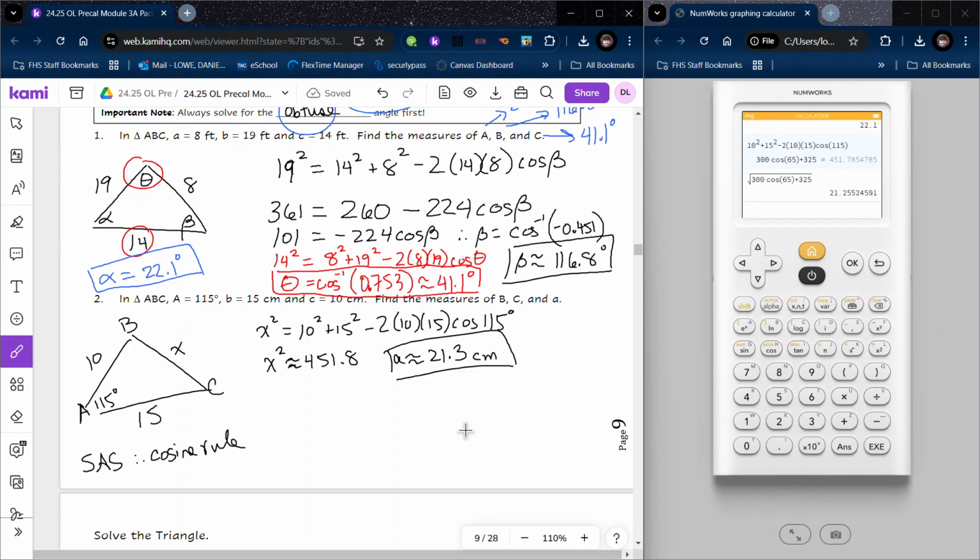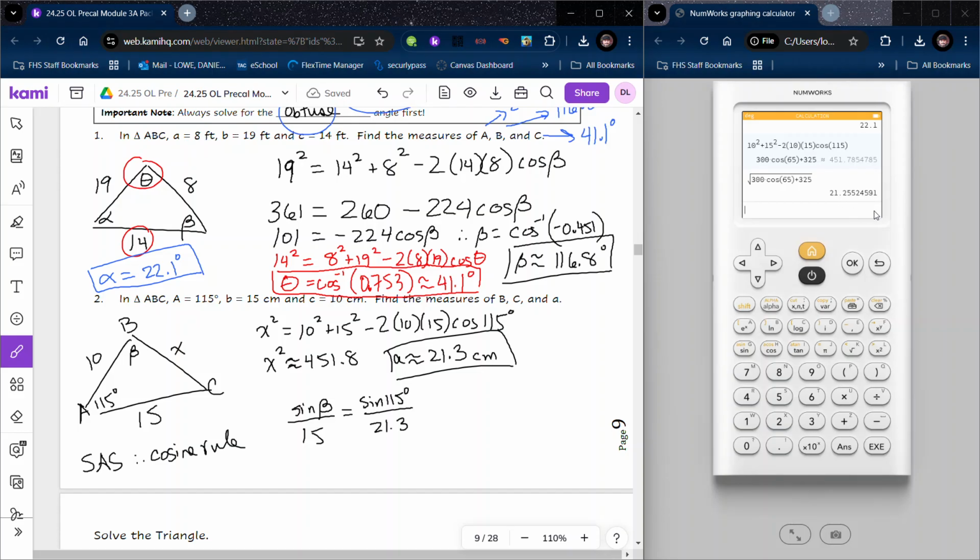Okay, then how can I do the rest of this work? Well, I can do the rest of this work using the law of sines, or I could do the rest of this work continuing with the law of cosines. It doesn't make too much of a difference. So law of sines would be, let's call that angle beta. I know that the sine of beta all over 15 must be equal to the sine of 115 degrees all over that 21.3 centimeters. Now notice I'm going to keep my full answer.